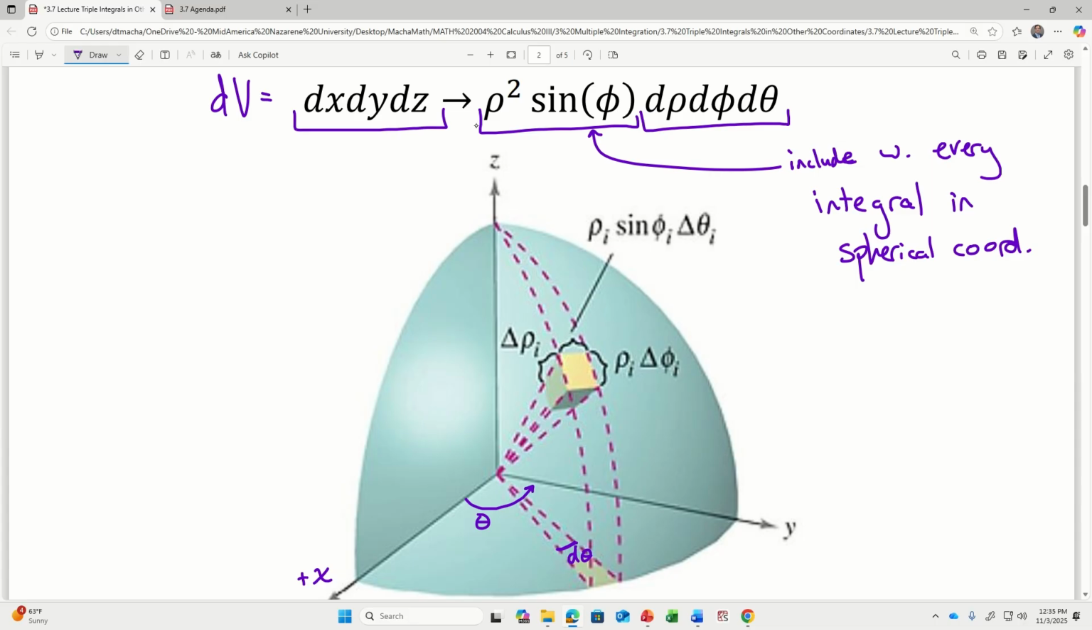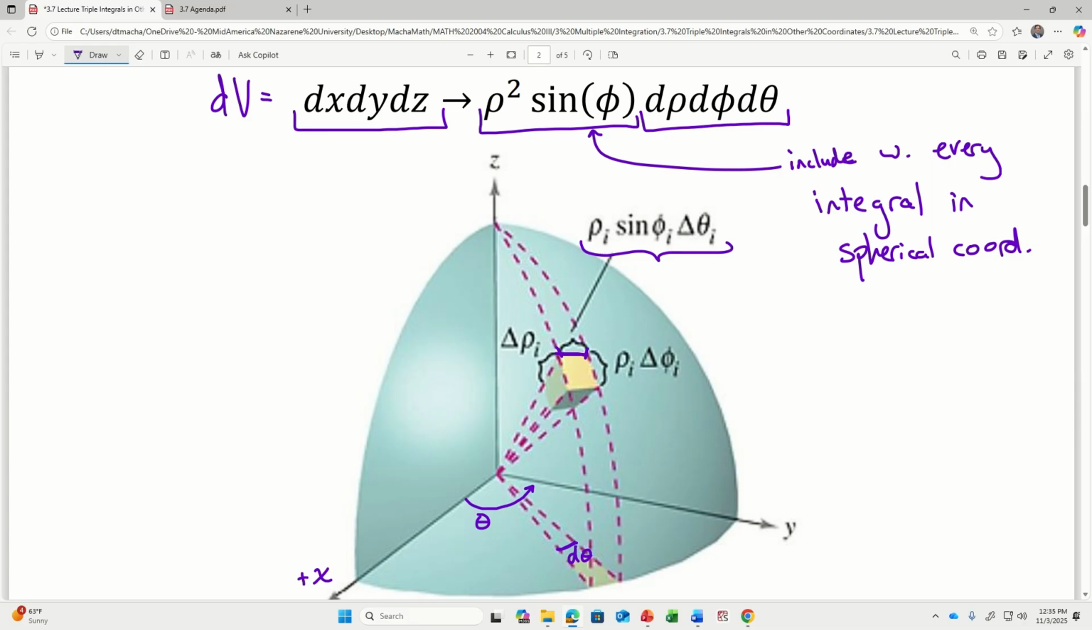Oh, sorry, I was reading the wrong thing. That's actually a phi. This is what I'm concerned with right now: we've got some d theta for this side length. And notice it doesn't just depend on theta, but if the rho were a really small number, then for the same d theta, that side length would also be really small if you're close to the origin. So it's proportional to rho as well as d theta, and it's proportional to sine of phi.